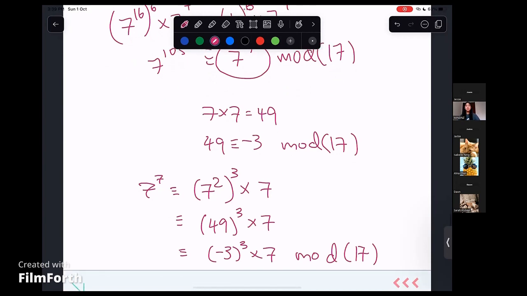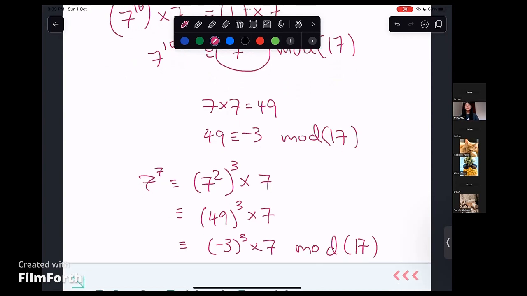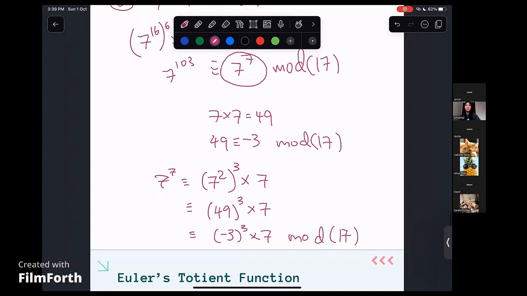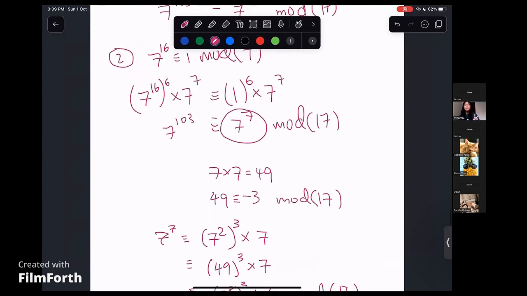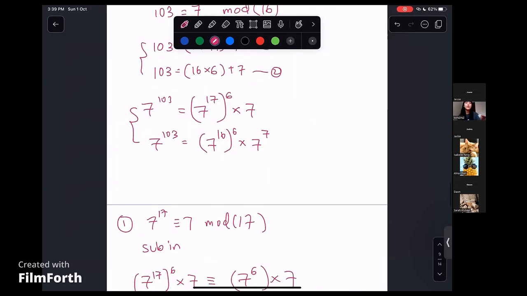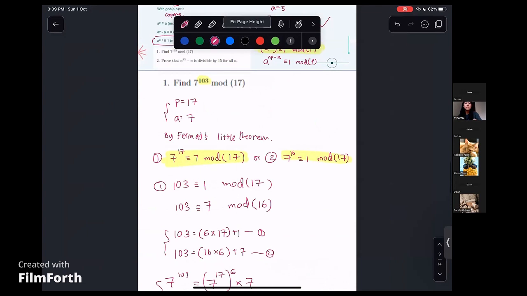This doesn't have too much to do with Fermat's little theorem, so we won't go into too much detail. But if you did want to actually find the value of the remainder, such that it's between 0 and 16, you could keep going and keep simplifying like this, and you'd get your answer. Okay, does everyone understand how we used Fermat's little theorem in this question? Yes, no.